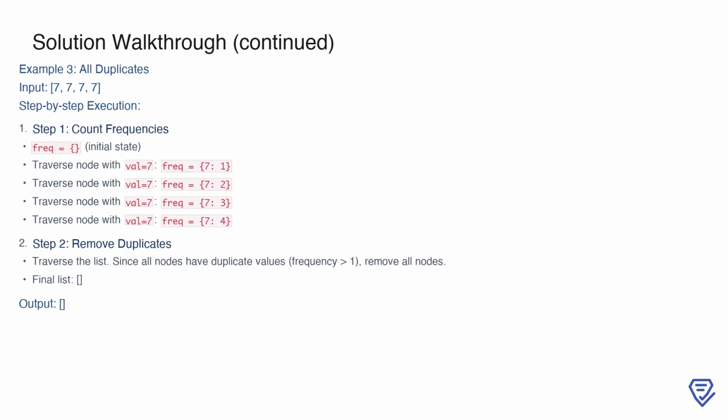Since all nodes have a frequency greater than 1, all are considered duplicates. During the removal step, we traverse the list and remove every node because their frequency exceeds 1. By the end of this process, all nodes are removed, leaving us with an empty list. The final output is therefore an empty list.